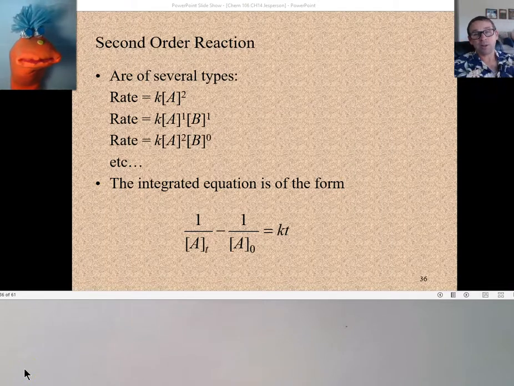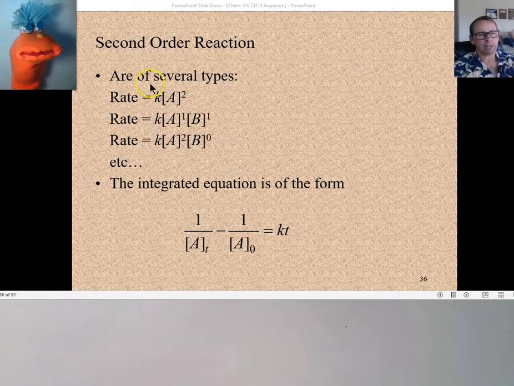All right, so here we go. We're talking about the second order integrated rate law now. For a second order integrated rate law, there are a variety of different rate laws which are integrated to this expression, which we'll talk about in a second.